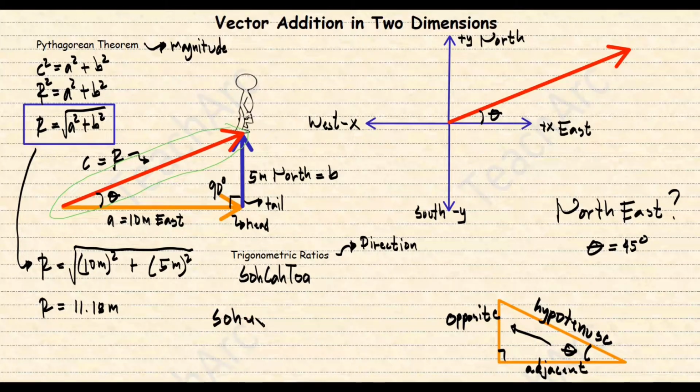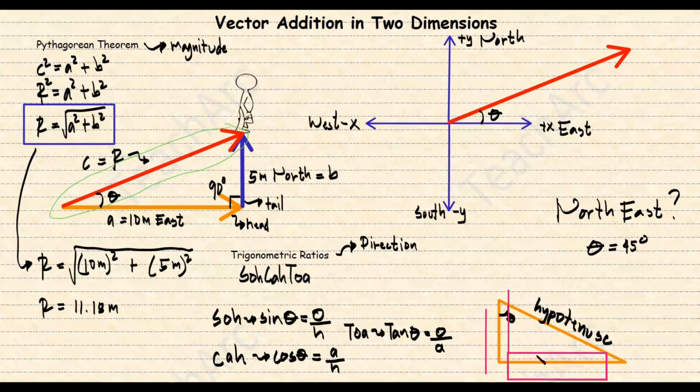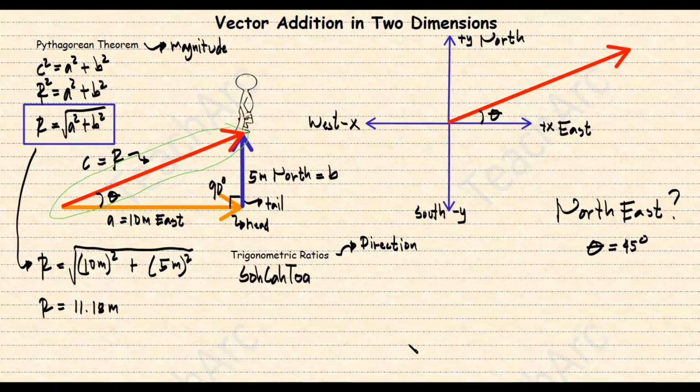The SO in the SOHCAHTOA stands for sine theta is equal to the opposite side over the hypotenuse. The CAH in the SOHCAHTOA is cosine theta is equal to the adjacent side over the hypotenuse. And finally, the TOA is tangent theta is equal to the opposite side over the adjacent side. For this problem, and most of the time, we will be using the tangent function.